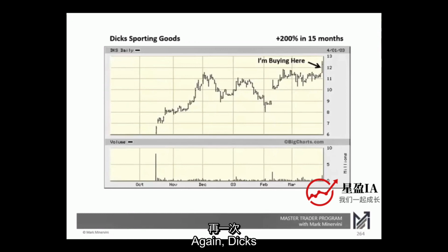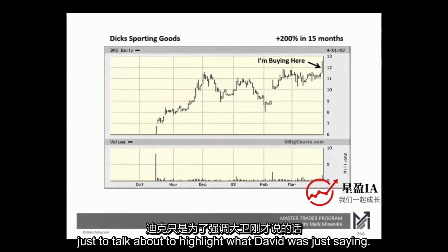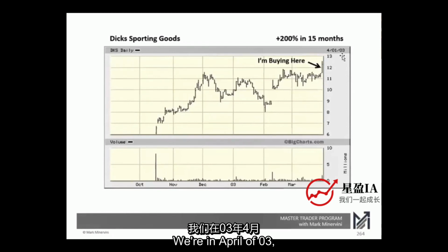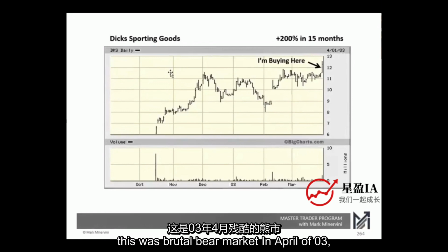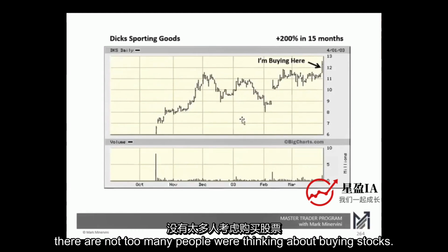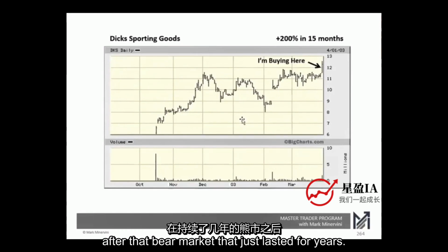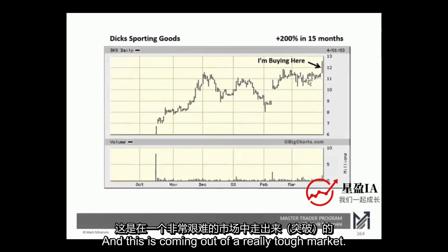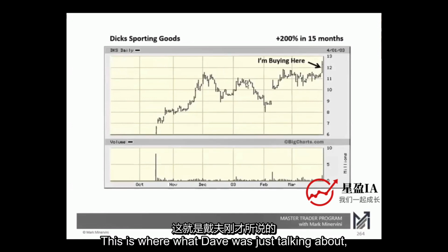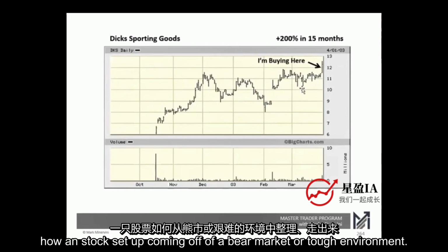So again, Dick's, just to highlight what Dave was just saying. Okay, we're in April of 2003. This was a brutal bear market. In April of '03, not too many people were thinking about buying stocks. I can tell you that after that bear market that just lasted for years, and this is coming out of a really tough market. This is what Dave was just talking about, how a stock sets up coming off of a bear market or a tough environment.